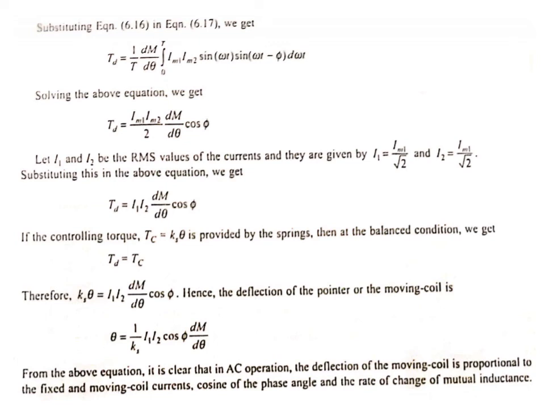Again, in balanced condition Td = Tc. Therefore, Ks θ = I1 I2 cos φ dM/dθ. So finally, we get θ = (1/Ks) I1 I2 cos φ dM/dθ. So again, in AC operation it is clear that the deflection of the moving coil is proportional to the fixed and moving coil currents, the cosine of the phase angle, and the rate of change of mutual inductance. Whether the instrument is operating in DC or AC, the concept is the same. The concept is not changed.